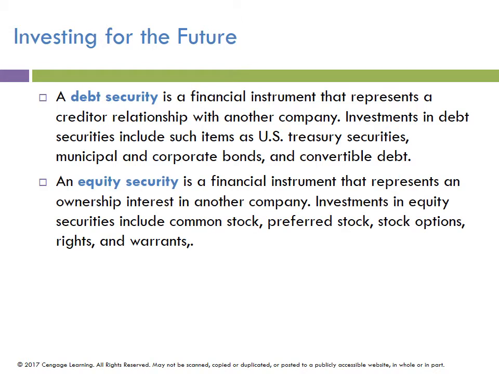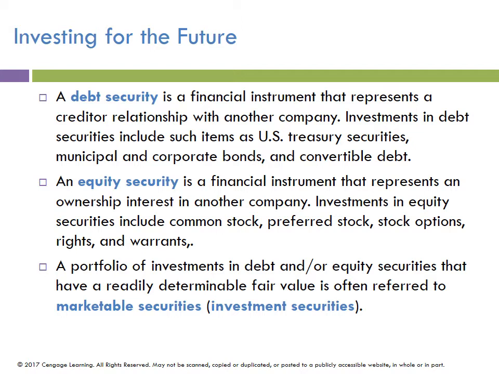The other type is equity security, and this is a financial instrument that represents ownership interest in another company. You may purchase common stock, preferred stock, stock options. That's the option to buy stock, rights and warrants, which are all options to buy stock. These are equity securities, and these are bought and sold on a market, just like bonds and treasury securities are also.